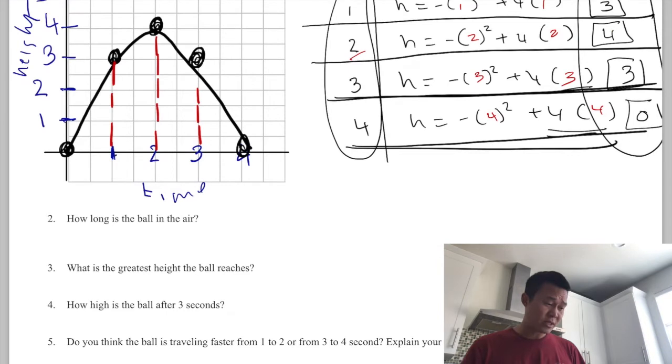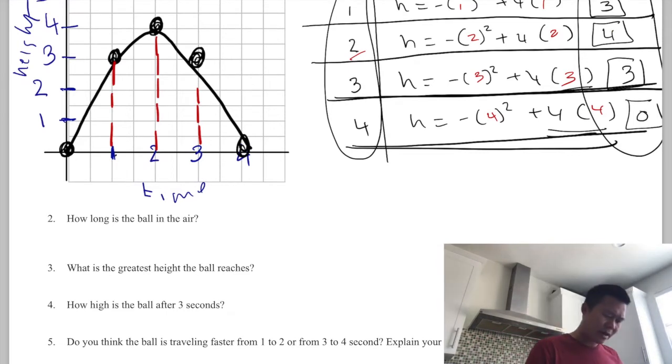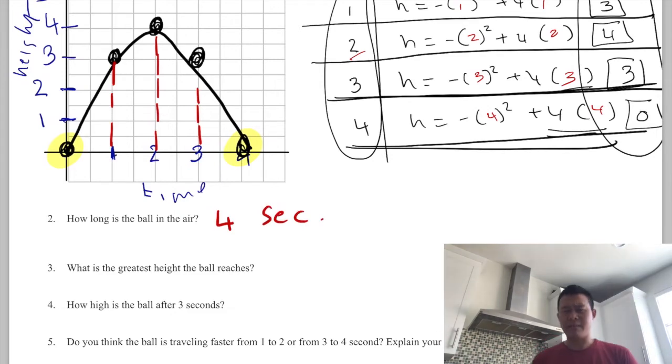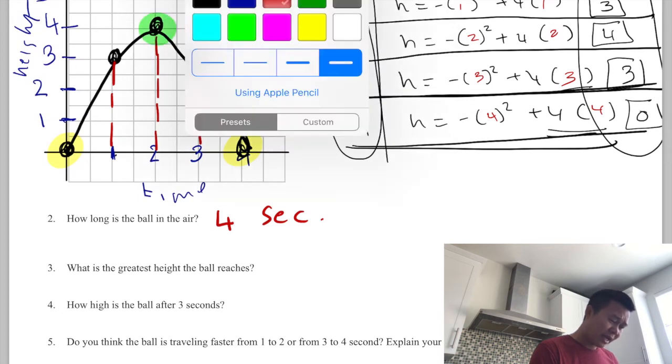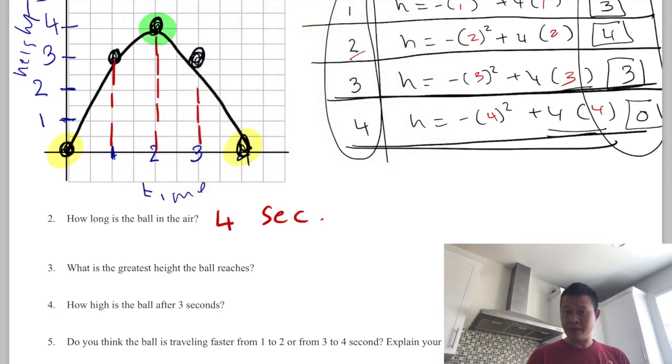Now, the first question that we want to answer is, how long is the ball in the air? Well, the ball left the ground at time 0, and it doesn't really return to the ground until 4 seconds later. So clearly the ball is in the air for 4 seconds. So we say 4 seconds, okay? What is the greatest height that the ball reaches? So the greatest height is at the apex, right? The maximum point. And if you look carefully, clearly that is the maximum point. So what is the greatest height? Well, the greatest height is going to be 4 feet.